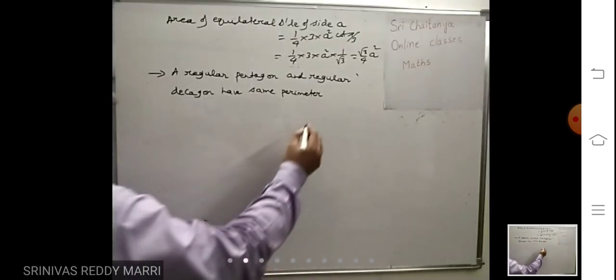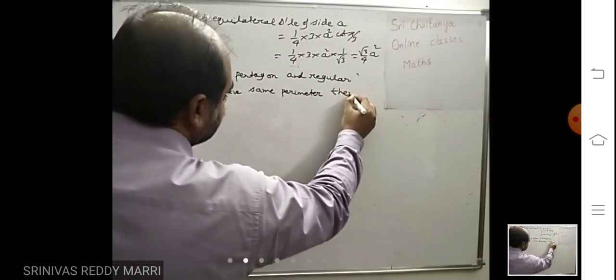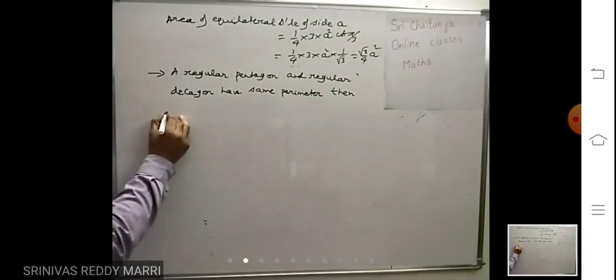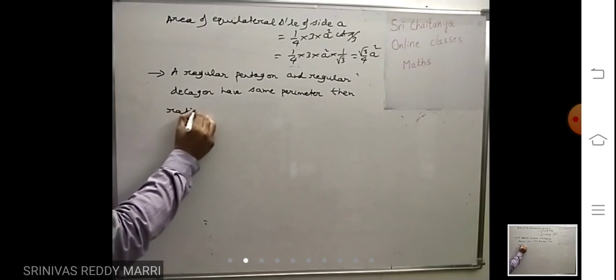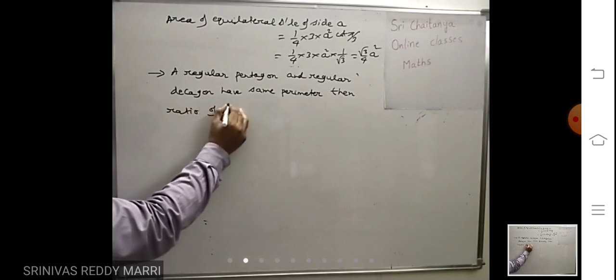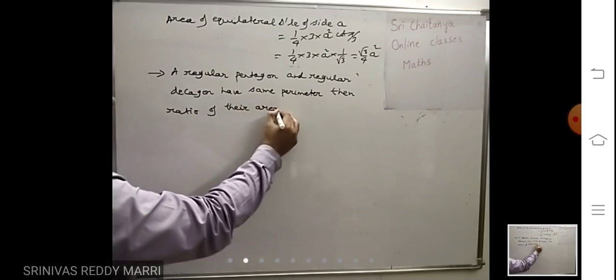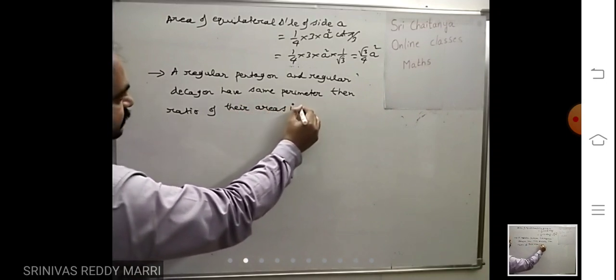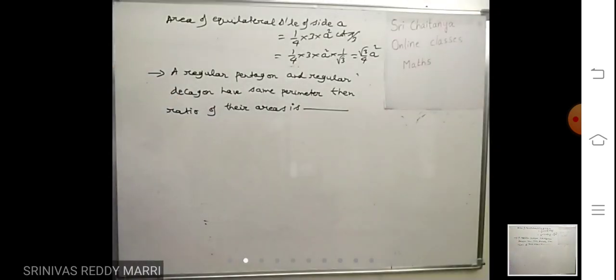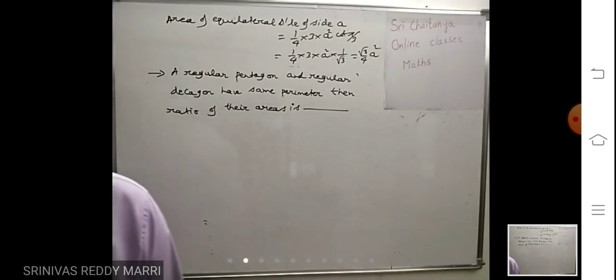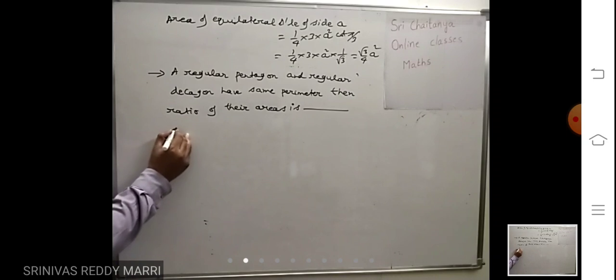Have same perimeter, then the ratio of their areas is dash. Look at one problem. Pentagon means 5 sides. Decagon means 10 sides. Now we will take the pentagon.